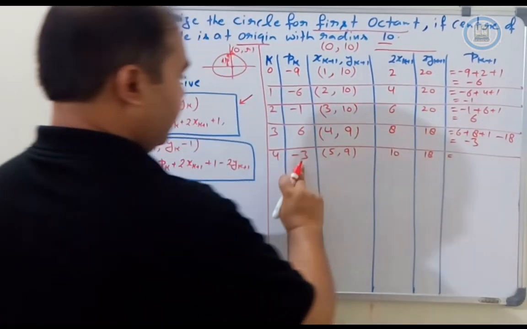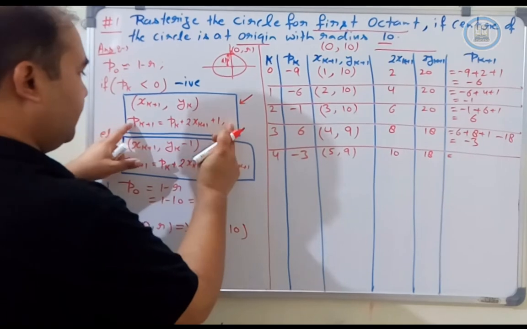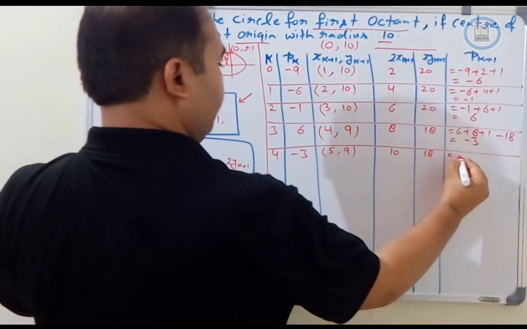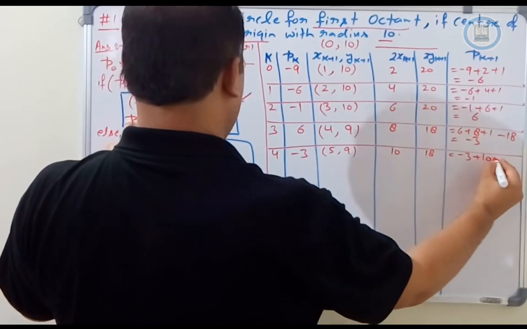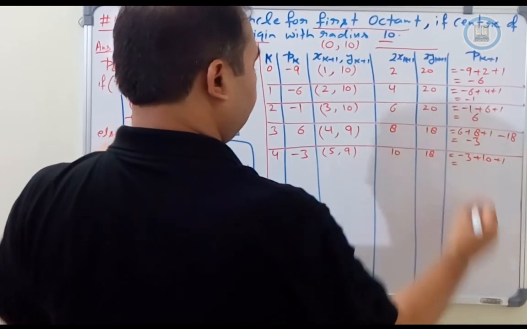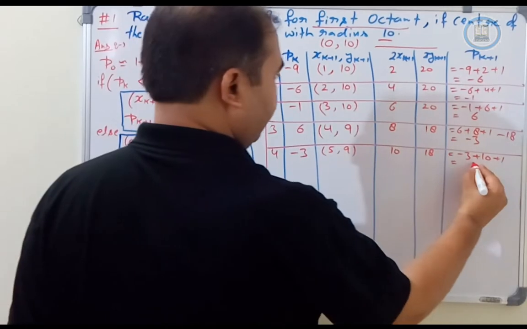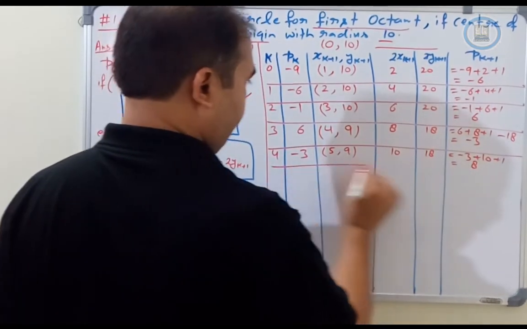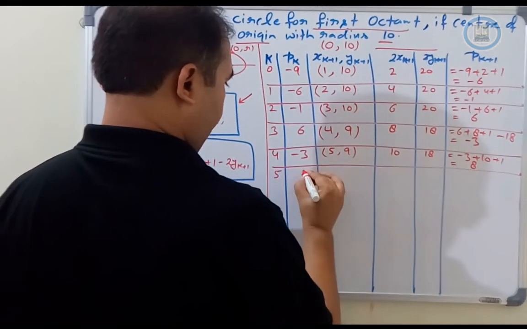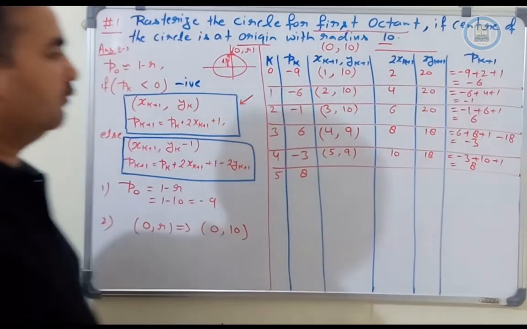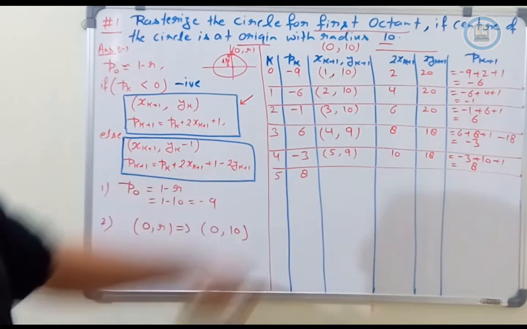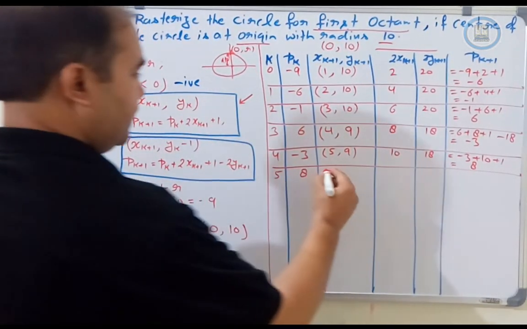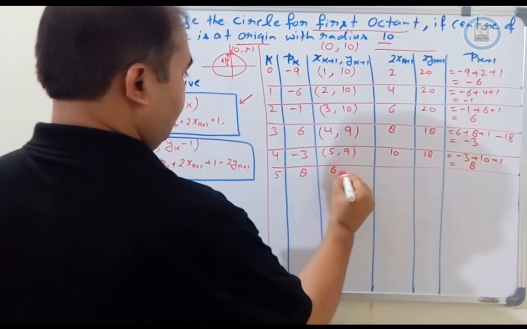Again we need to calculate the decision parameter from this equation. Pk is minus 3 plus 10 plus 1. So this time we will get 8. That is, we are having a positive value for the decision parameter. So in this case, this is 6 comma 8.